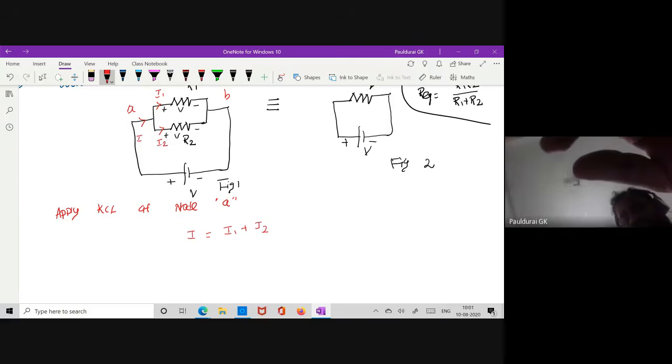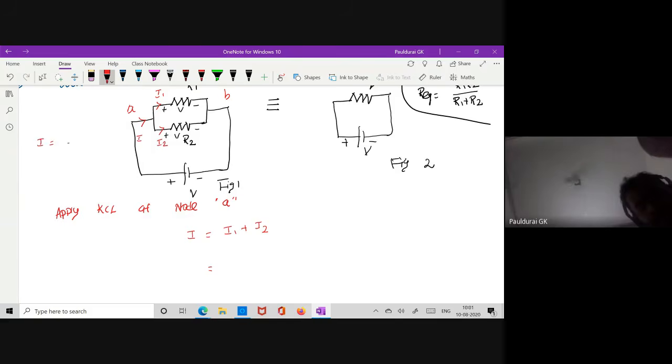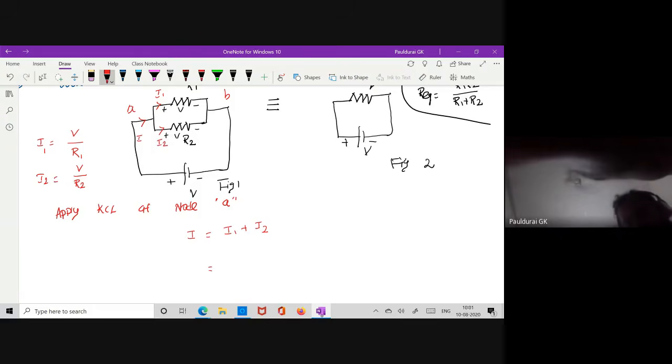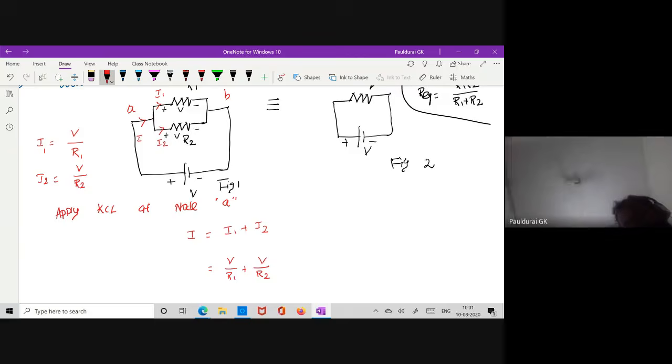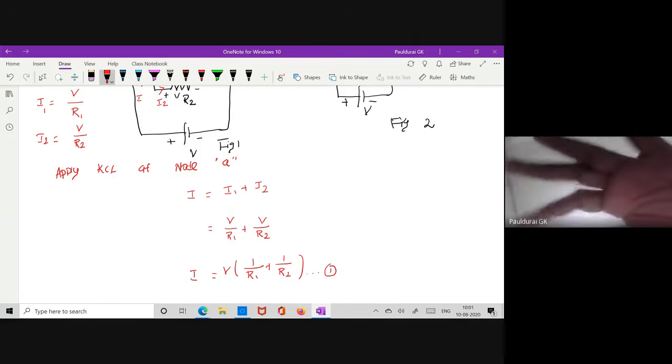Who is I1? What is the value of I1 from Ohm's law? We know that I equals V by R, so here I1 equals V by R1. Very good. I2 equals V by R2, the same V but R2, right? So this is V by R1 plus V by R2. Here V is common, so take V as common. So it becomes V times 1 by R1 plus 1 by R2. Now this is my I. Take this as equation number 1.